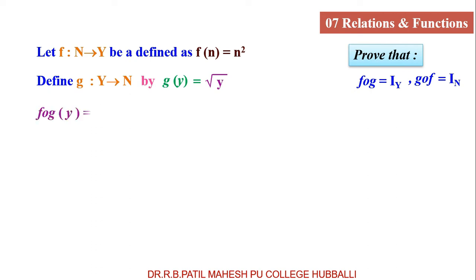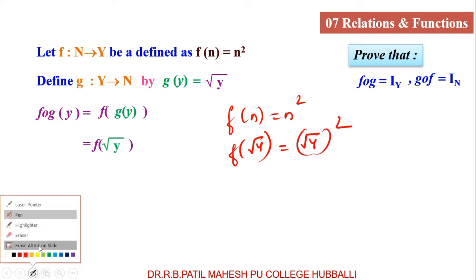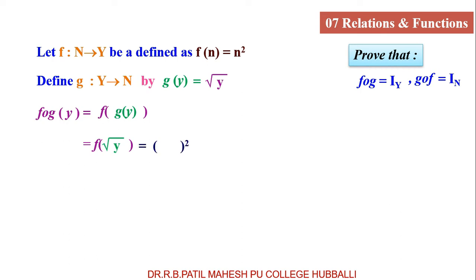So let me take f composition g of y. According to the definition, f of g of y, replace g of y, that is root y, and f of root y. See students, f of n is equal to n square. Now what will be f of root y? Is it definitely root y the whole square? Yes, this only I am going to show you now. So f of root y is equal to root y the whole square, and root and square get cancelled, that will be y. Hence you proved f composition g is equal to i_y. It means identity function on the set y.